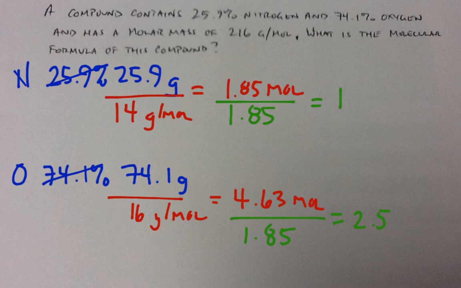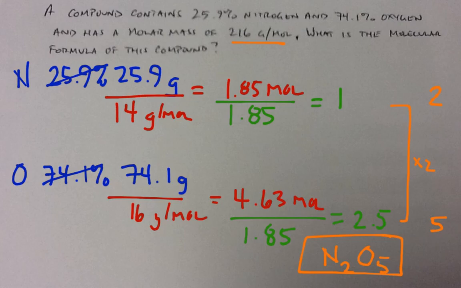The final step in the process would be multiplying by some common number. We can multiply both of these by a number to get a whole number. Well, if we have a 0.5 here, what we're going to multiply by is 2. What we then find is that 2 times 1 is 2, and 2 times 2.5 is 5. This means that our empirical formula is 2 N's and 5 O's. All of this work right here has yielded us the empirical formula. On the next page, I'm going to show you how we're going to use that 216 grams per mole.